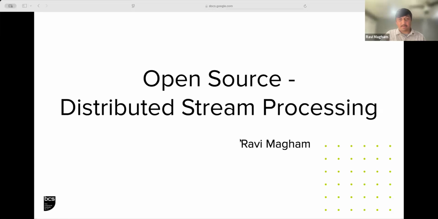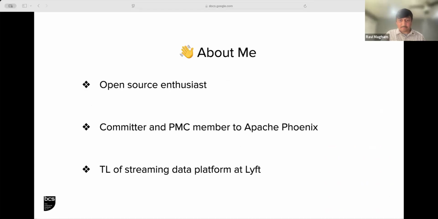So briefly about me, I'm an open source enthusiast. I have definitely grown with the community, being involved in multiple open source projects. I'm a committer and PMC to Apache Phoenix, which is a SQL layer on top of HBase. I'm also currently a technical lead on the streaming data platform at Lyft. For many of you who are not aware of Lyft, it's a ride-hailing company which operates in North America. It's second to Uber.